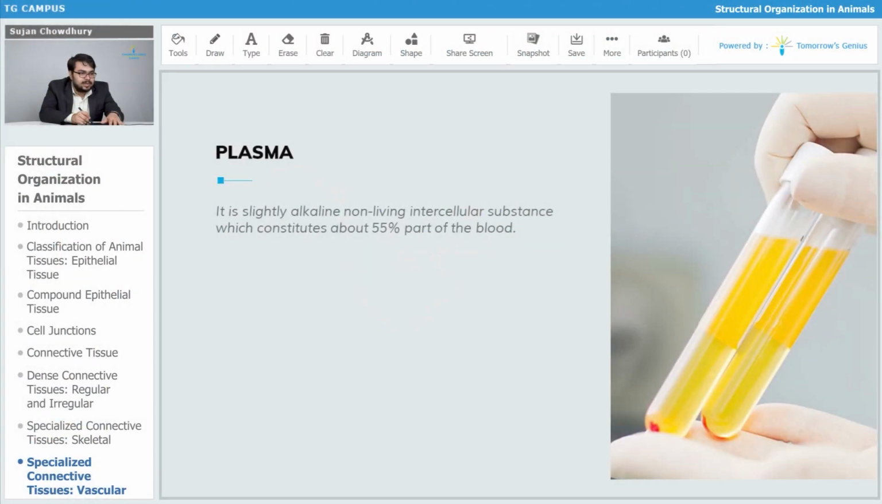Let's talk about the plasma. The blood plasma is a slightly alkaline, non-living, intercellular substance which constitutes about 55% of the blood, and definitely this is devoid of the blood cells. It is part of the blood, that is a mobile connective tissue, but cells are excluded from this when we talk about plasma specifically.